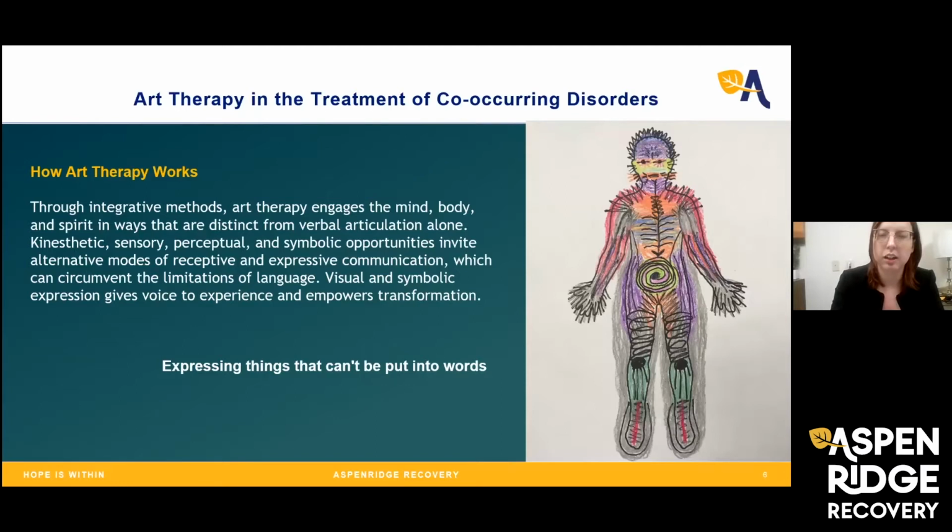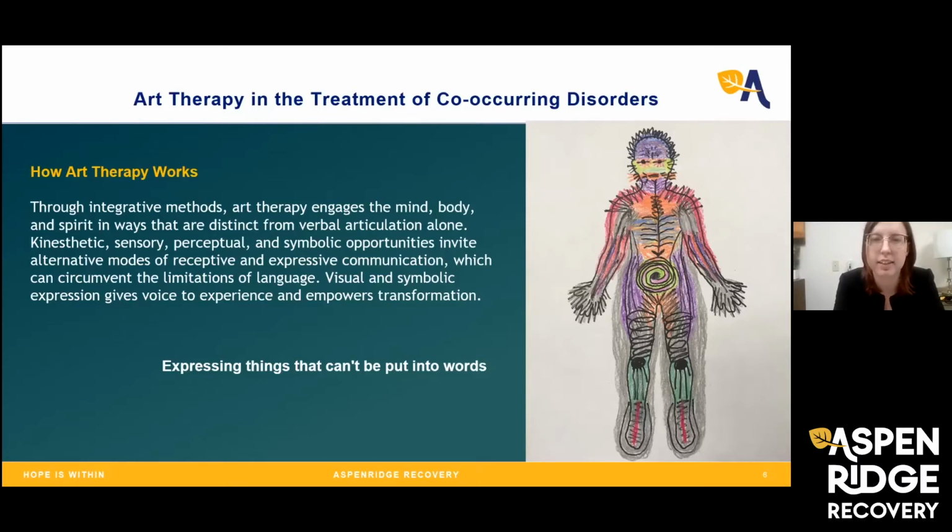And art therapy lets us provide healing to the mind, body, and spirit in a way that verbal language doesn't. So verbal language can have a lot of limitations. And so visual or symbolic or art making can sometimes surpass those limitations of the language. So giving things, expressing things that we don't have words for.